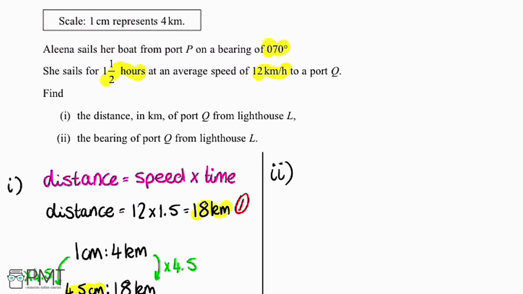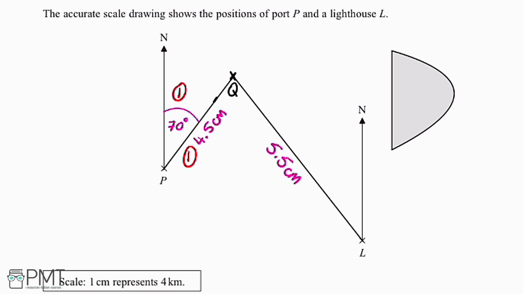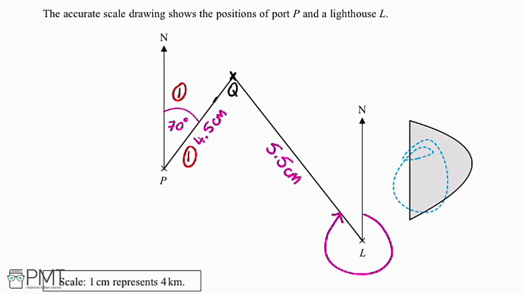Now for the second part, it wants the bearing of port Q from lighthouse L. Remember, we always take a bearing from the north point and go around clockwise. So in this case, because we go around clockwise, we want this angle here. That will be the bearing that it wants. However, because our protractor only goes up to 180 degrees, it's a bit more difficult to work this out. So we can use a little trick.